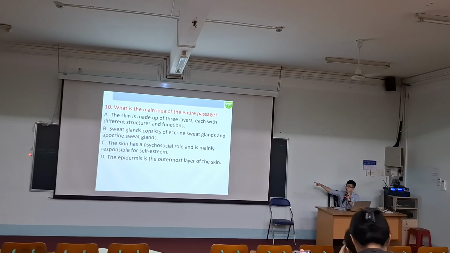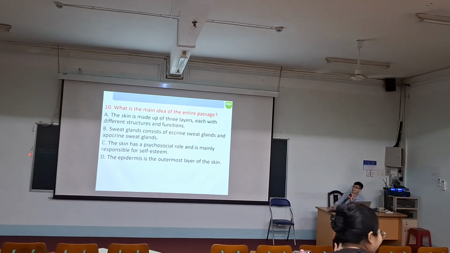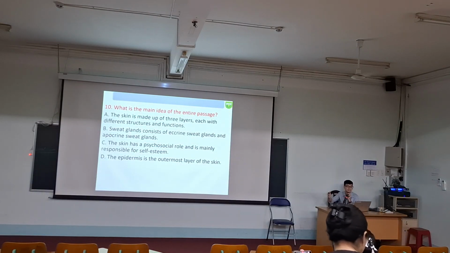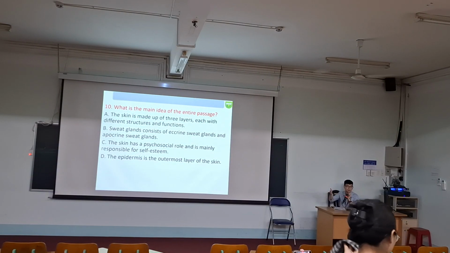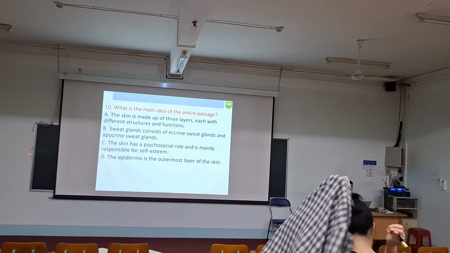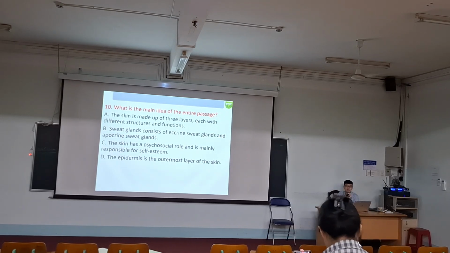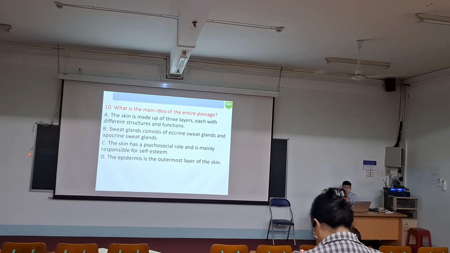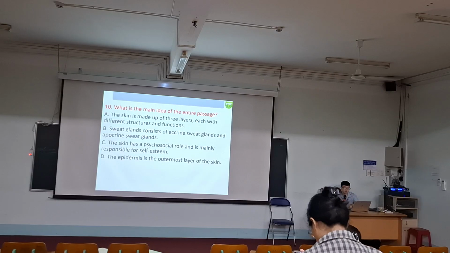This one is the most limited. It doesn't cover anything, it's just a piece of information. So we get back to A, right? The skin is made up of 3 layers. Each layer has its own structure and function. I agree. So that was the answer, choose A.